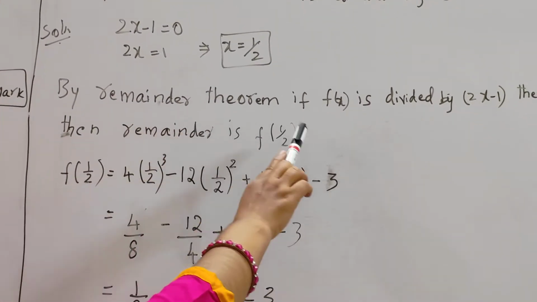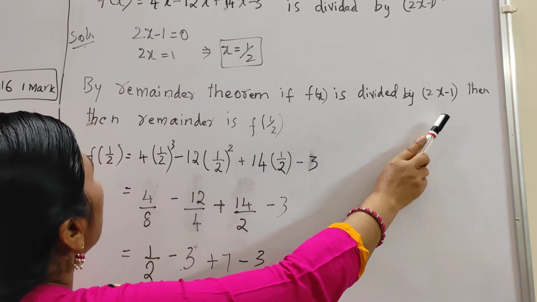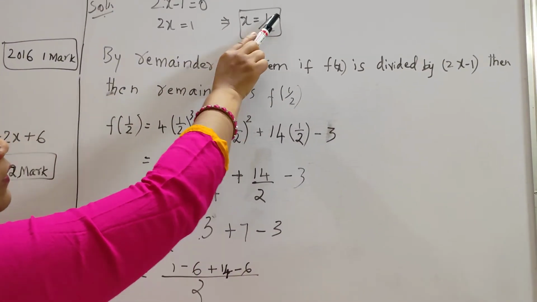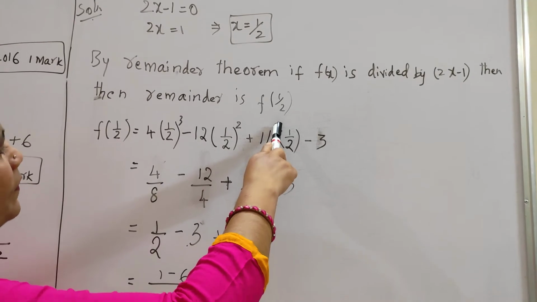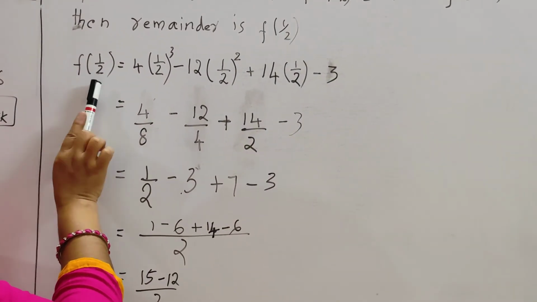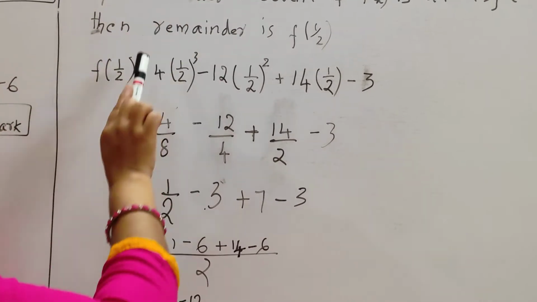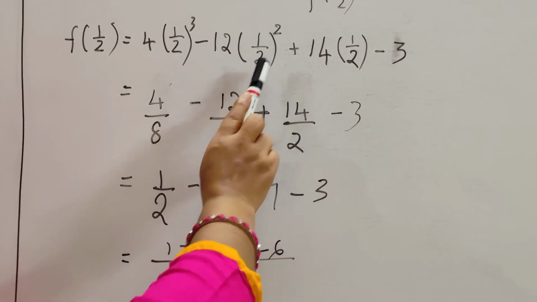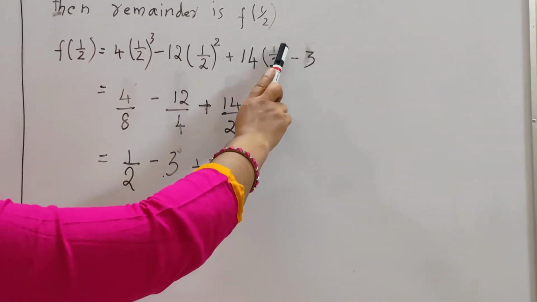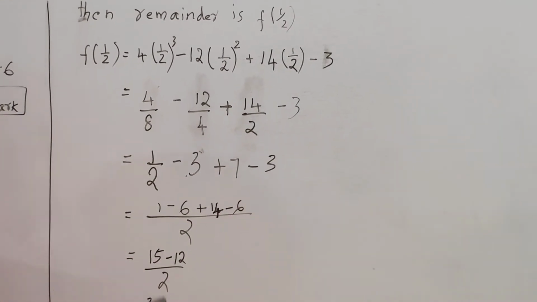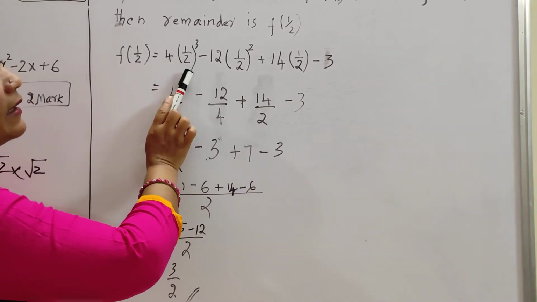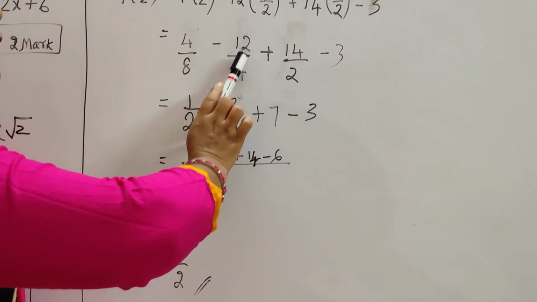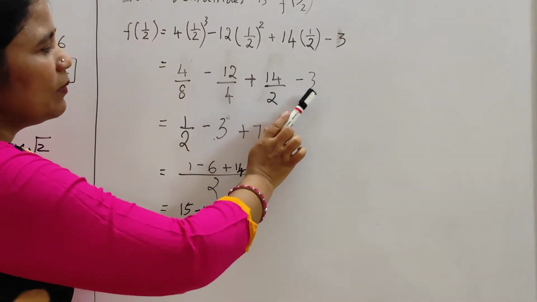So by remainder theorem, if f of x is divided by 2x minus 1, then the remainder is f of 1 by 2. So this value, whatever you get, that will be your remainder. So when you put f of 1 by 2 in the given equation, wherever x you have, you write 4 into 1 by 2 whole cube minus 12 into 1 by 2 whole square plus 14 into 1 by 2 minus 3. So when I see this is 1 by 8, right? This is 1 by 4. So 4 into 1 is 4, 4 by 8, 12 into 1 is 12 by 4 and 14 by 2 minus 3.